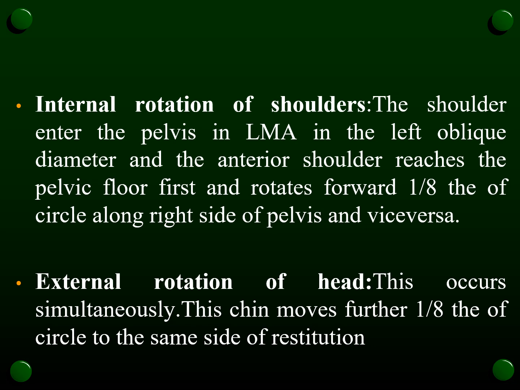And next is external rotation of the head. This occurs simultaneously with internal rotation of the shoulder. So the chin moves a further 1/8 of the circle towards the same side of restitution.